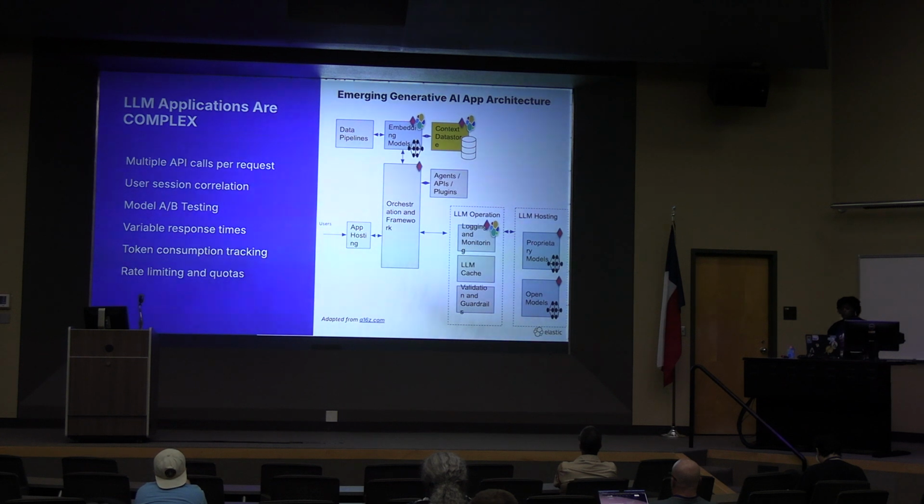You might be using GPT-4, Claude, Llama, all in the same app. All of these make multiple API calls per request. Where are those going? How many API calls are being made?